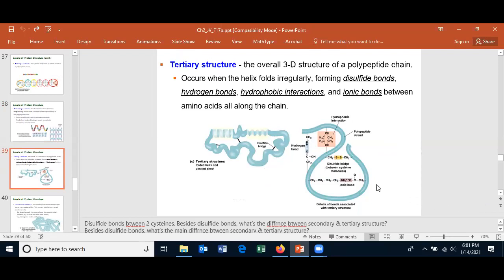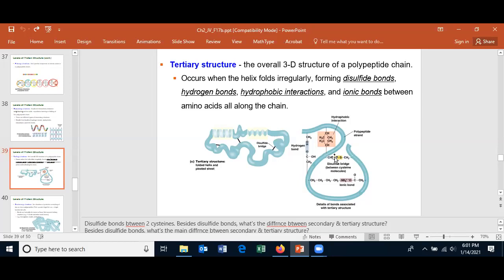This is the overall 3-dimensional structure of a polypeptide chain. This occurs when amino acids interact with each other, the same as in a secondary structure, but instead of it being nearby amino acids, there are amino acids interacting with each other all over the protein chain. Like in this interaction here, we have an amino acid near the end of the chain, and then one that's fairly near the beginning of the chain interacting with each other.